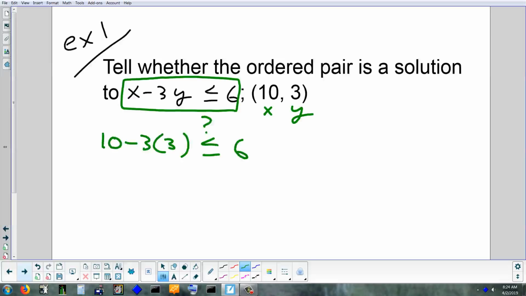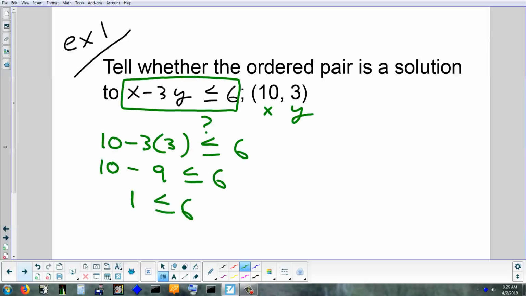I just put a question mark there, because that's what I don't know. Is it less than or equal to 6? Well, let's find out. 10 minus, what's 3 times 3? 9. What's 10 minus 9? 1. Now we've simplified as much as we can. We've done all the arithmetic. Is that true? Is 1 less than or equal to 6?